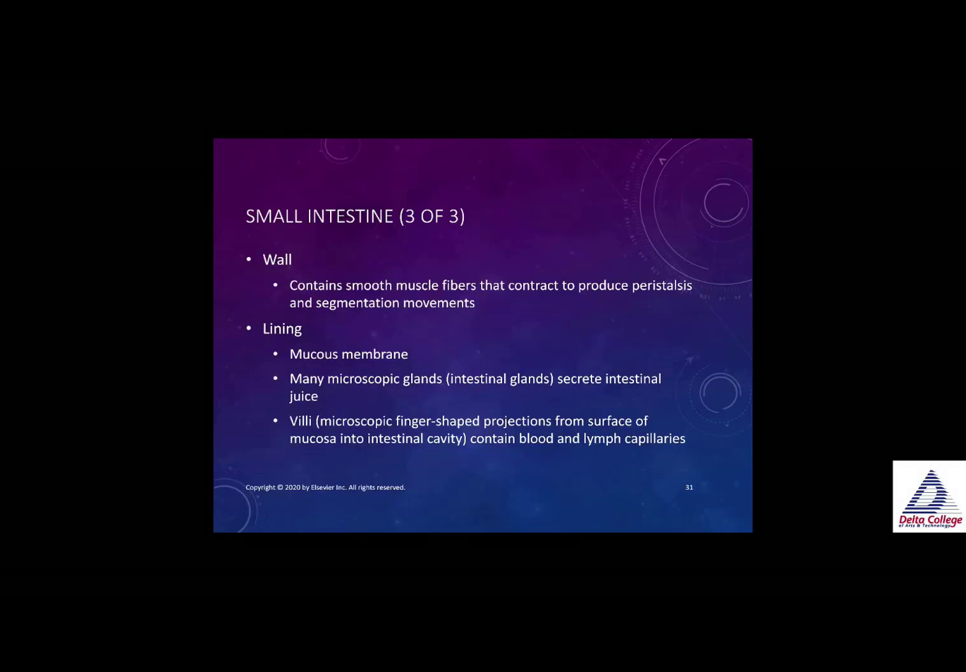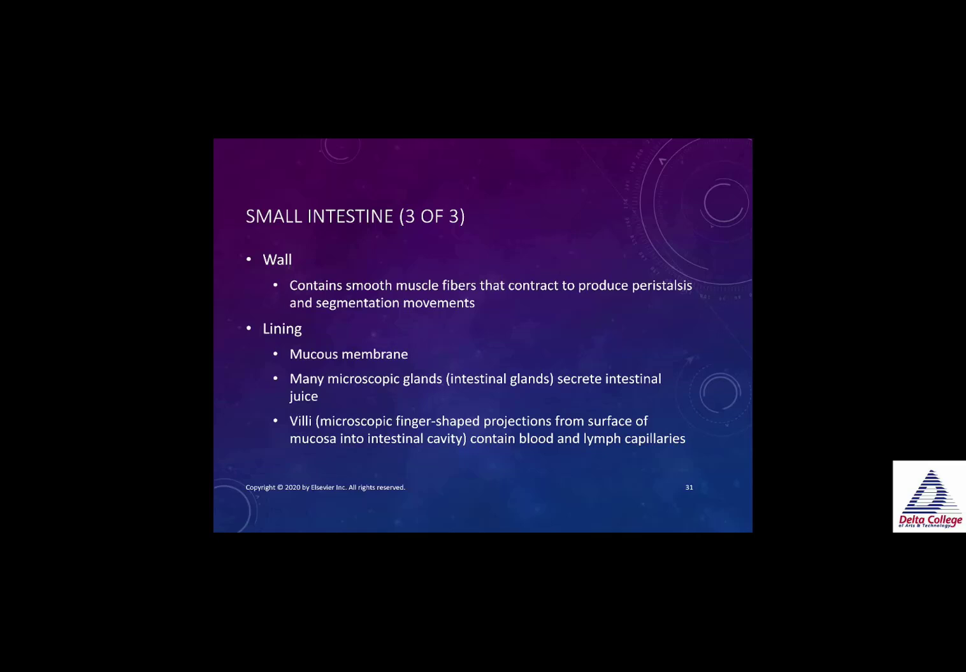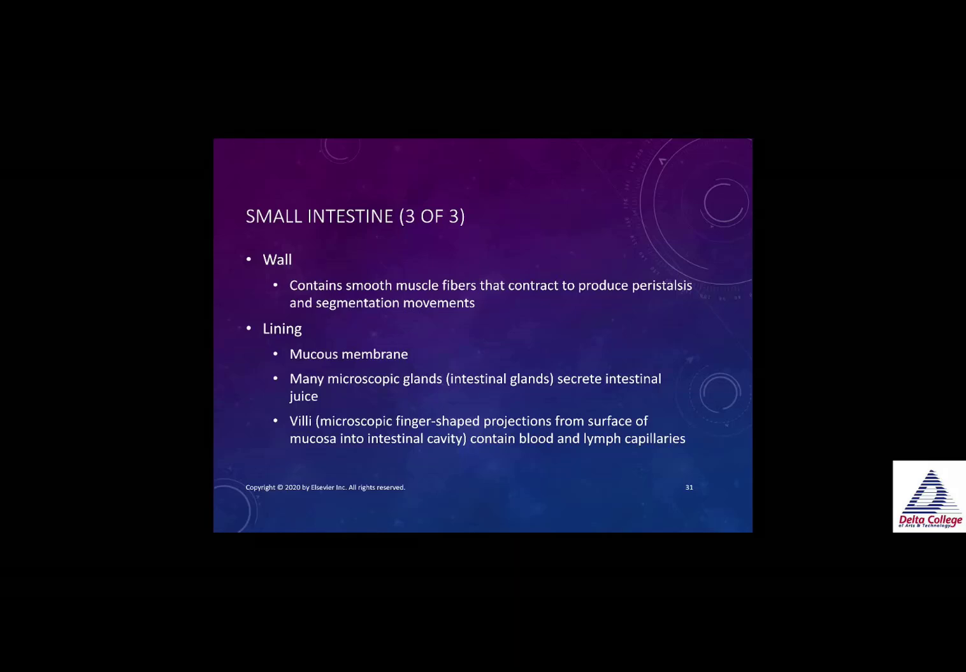The small intestine contains smooth muscle fibers that contract to produce peristalsis and segmentation movements. The lining is mucous membrane. There are many microscopic glands called intestinal glands that secrete intestinal juice. And then there are little villi. These are microscopic finger-shaped projections from the surface of the mucosa into the intestinal cavity. They contain blood and lymph capillaries.